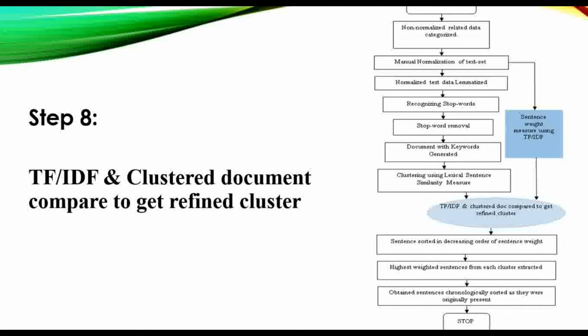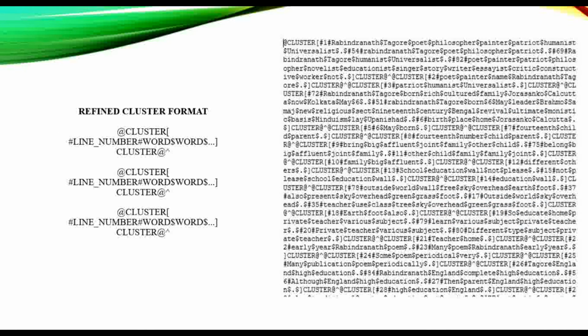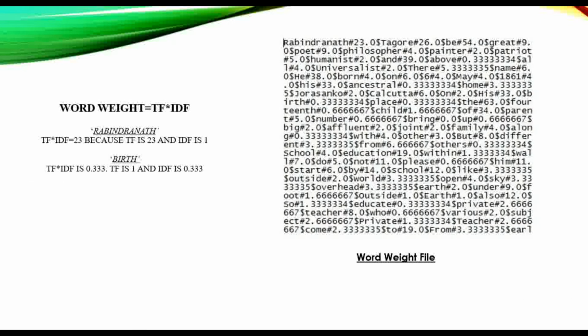TF-IDF is used to calculate the sentence weight by simple summation of word weights calculated programmatically from the normalized text file generated in the second step. Explaining the terms again, TF is the number of times that the term T occurs in document D. IDF is the inverse document frequency. We obtain this measurement by dividing the total number of documents by the number of documents containing the term.